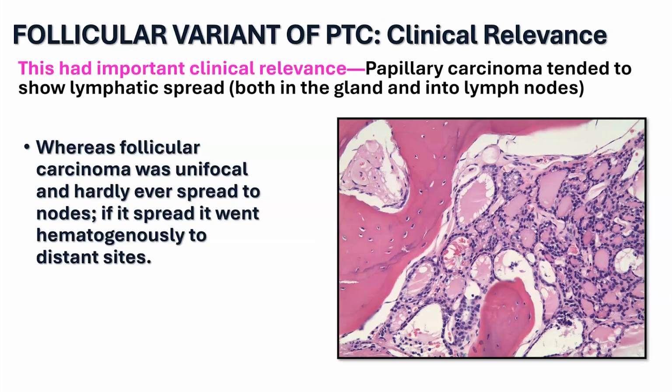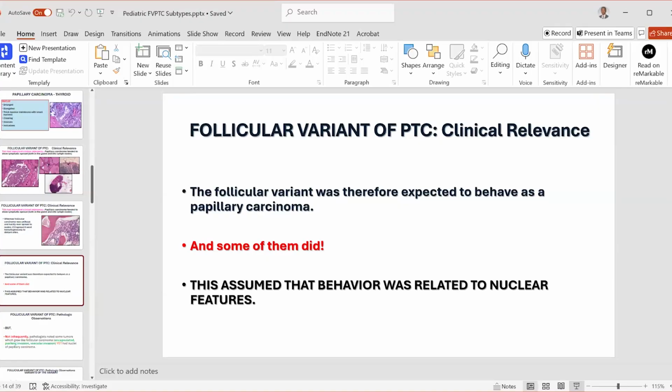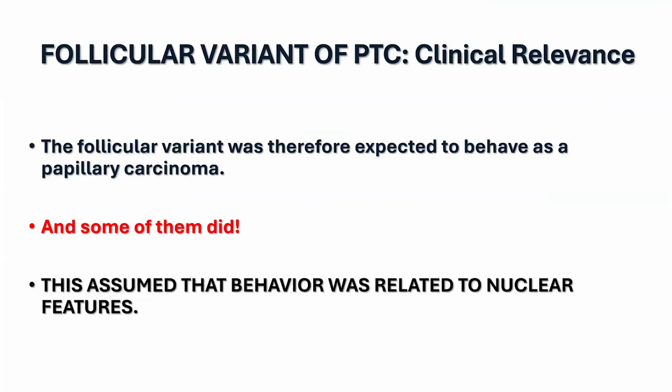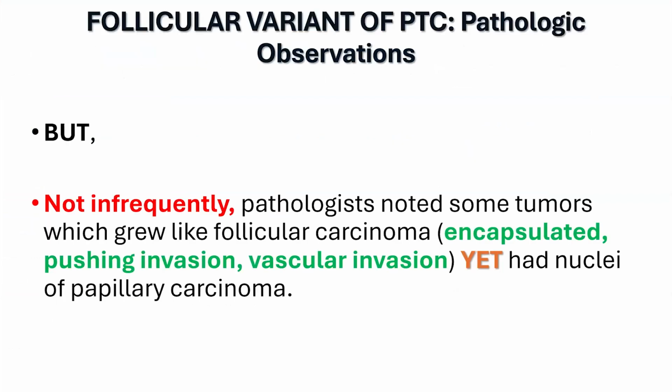The follicular variant of papillary thyroid carcinoma also tended to show lymphatic spread, both into the gland and into the lymph nodes, but this was a unifocal disease. When you're looking at these pure cases, we realized that some of them actually went beyond lymph nodes, and the lymph node involvement was not as extensive or as common as we saw in classic papillary thyroid carcinoma. And just going back, it was assumed that this behavior is related to the nuclear features.